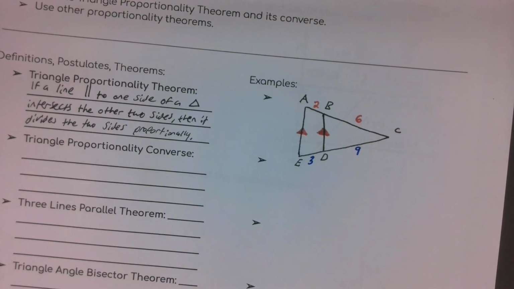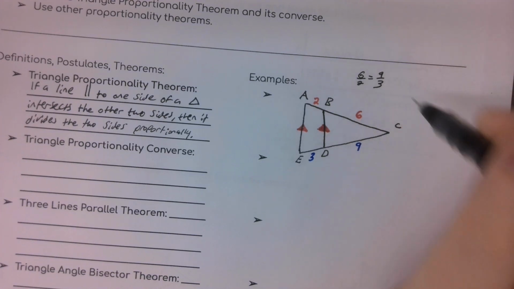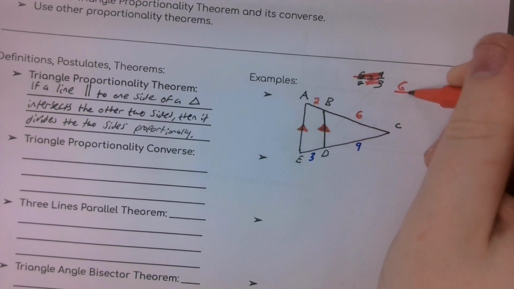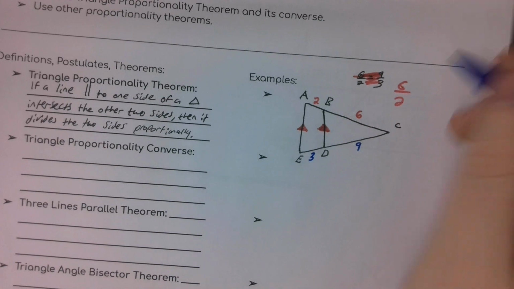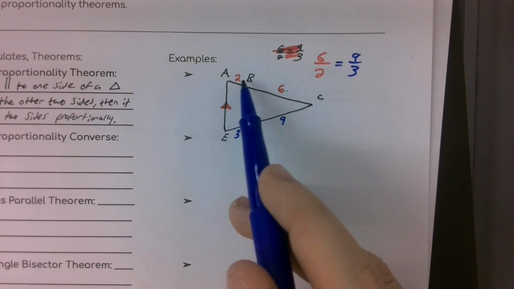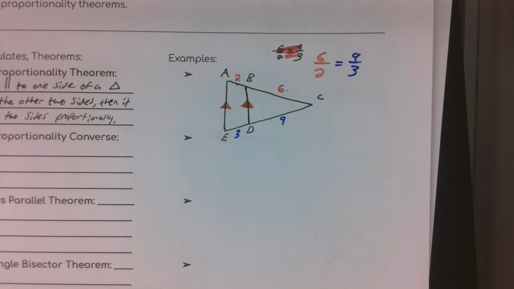What this means is we could set up a proportion, 6 over 2 equals 9 over 3. In fact, I'm going to color code it. I'm going to say 6 over 2 in red equals 9 over 3 in blue. But a proportion is just something that compares two lengths on two triangles. It doesn't say that we have to compare small triangle to big triangle. In a proportion, we are allowed to compare any two corresponding parts.